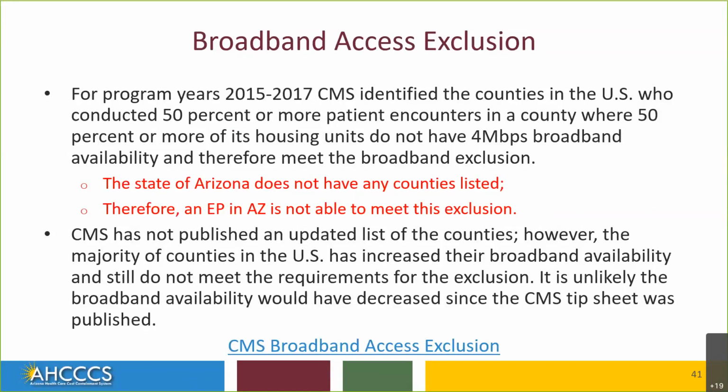If you're trying to take an exclusion, you're not going to be able to meet this exclusion because although this tip sheet with the link at the bottom is referencing 2015 to 2017, CMS has not published an updated list of the counties. However, a majority of the counties in the U.S. have increased their broadband availability, and still do not meet the requirements of the exclusion. So as technology increases, these counties are increasing their broadband width, and therefore they're not going to go below 4 megabytes per second, and a county meeting that exclusion is not going to be meeting the exclusion 5 years later. So keep that in mind. Next slide.